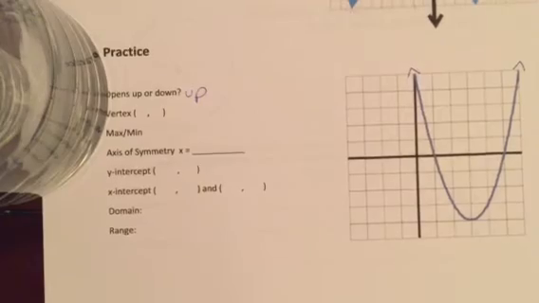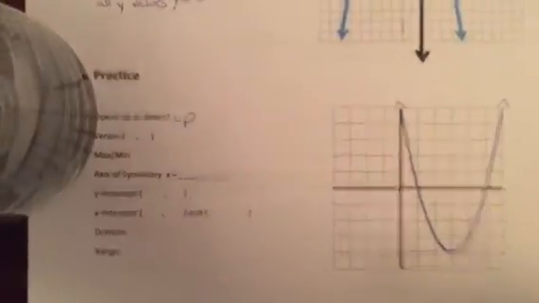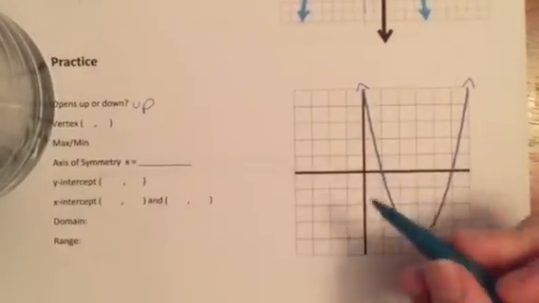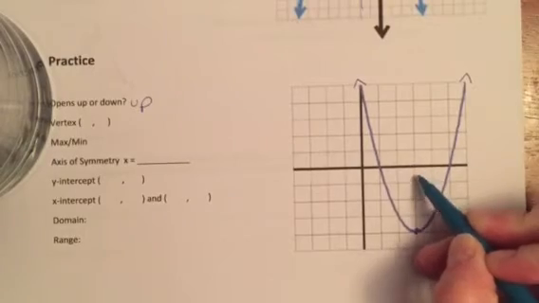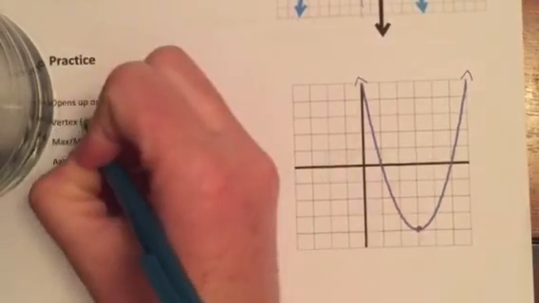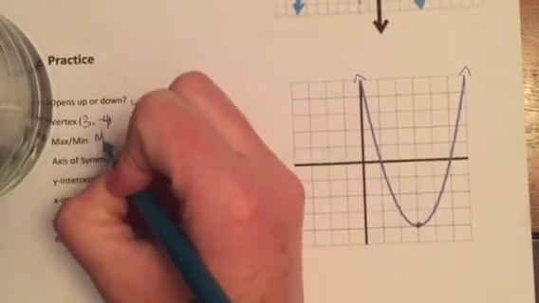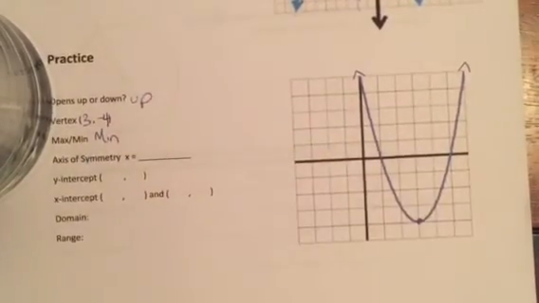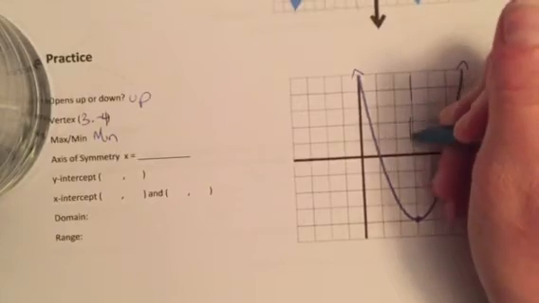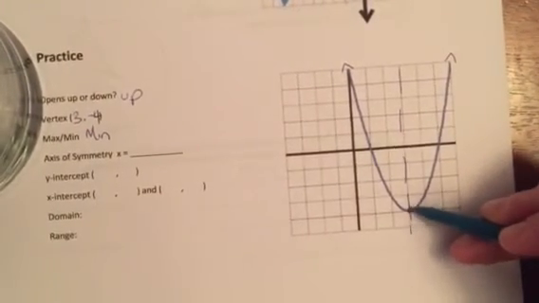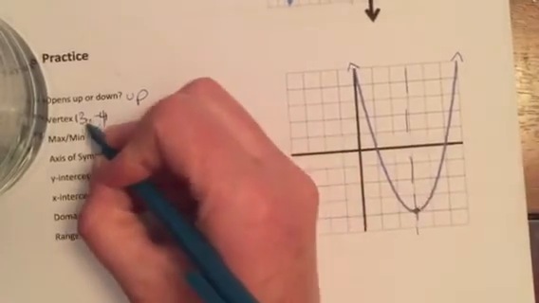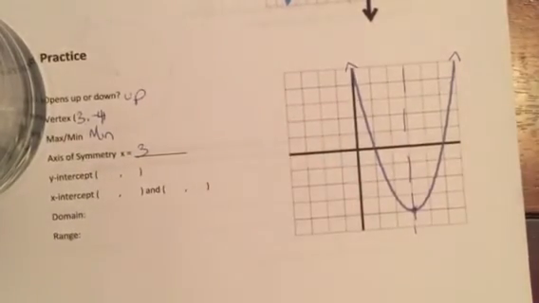All right, the vertex. On the one above, the vertex was the highest point. This one, our vertex is the lowest point. So our vertex would be right there. That is the point 3, -4. And because it's the lowest point, this is our minimum. Our axis of symmetry, remember, is that line where it would be a mirror image. And it's always x equals whatever the x value of that vertex is. So ours was 3, so x equals 3.